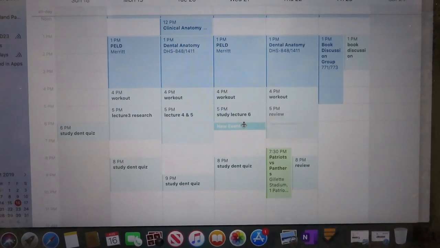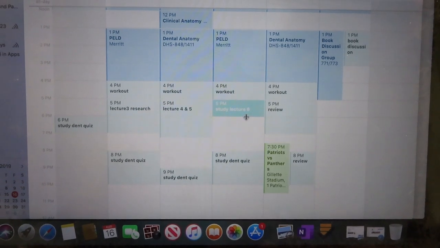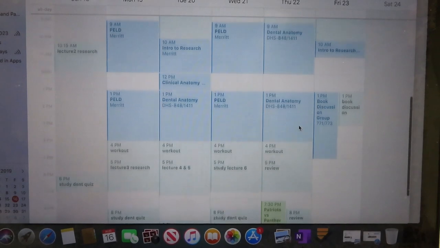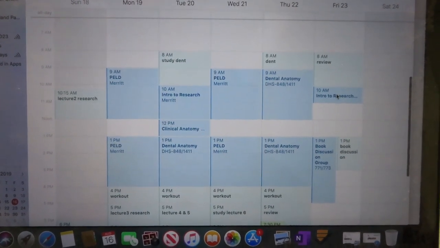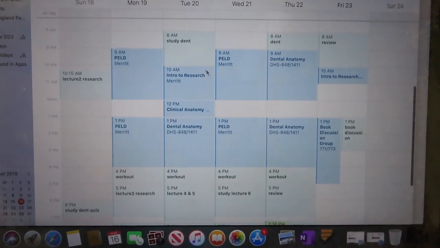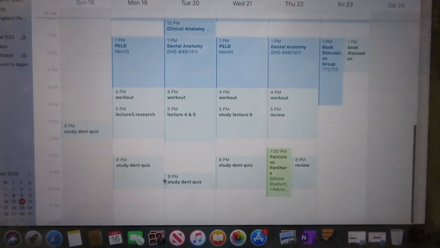And then I have to review the night before the exam. And I'm also going to review a little bit in the morning since I have time. It's not until 10 o'clock. And then I fit in studying for my dental anatomy quizzes as well. So that's basically how I'm going to study and how I planned out my studying.